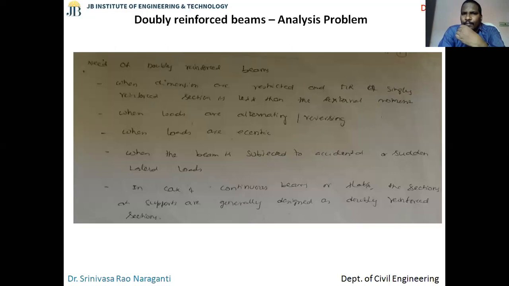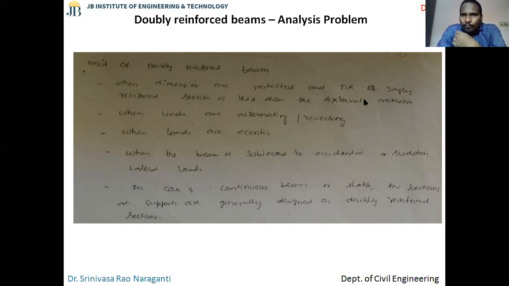So in that case we restrict the dimensions, but we go for doubly reinforced beams. For example, say you are getting a depth of about 800 mm or 900 mm for the ground floor. It doesn't look good to provide such deep beams. You want to reduce the depth, because when you provide more depth, the effective clear space between the floor and the roof is reduced. So you don't want so much depth. Then we go for doubly reinforced beams.